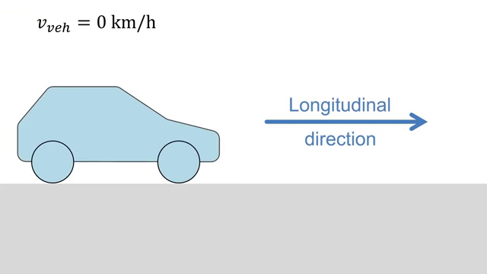Only the forces in the longitudinal direction will be analyzed, since they influence the powertrain. Forces in other directions are neglected, as they mainly influence the steering and suspension. When the vehicle is stationary on a flat road, there are no longitudinal forces acting on the vehicle.